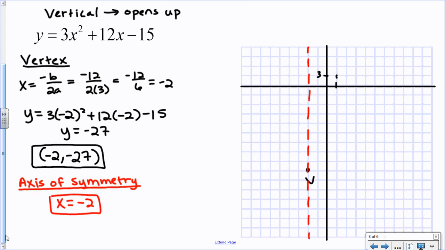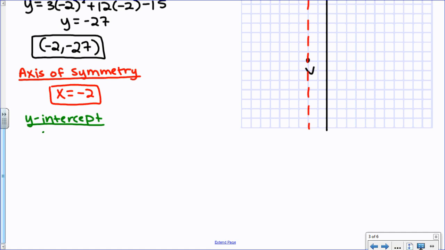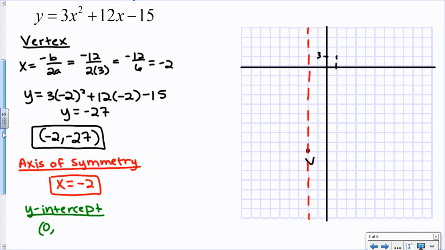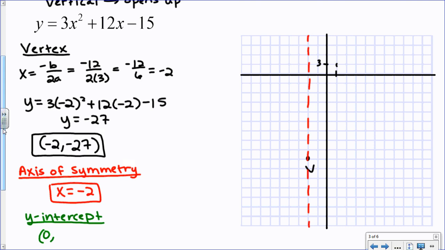So for vertical parabolas, the y-intercept is the easy one to find, so we'll start there. Remember, it's just going to be 0, c, because if you plug 0 in for x, then you'll get zeros in the first two terms. So what is c? Negative 15. Okay, that's all for the y-intercept.